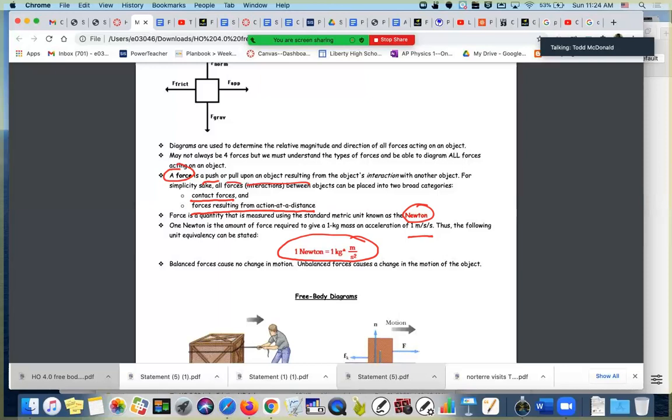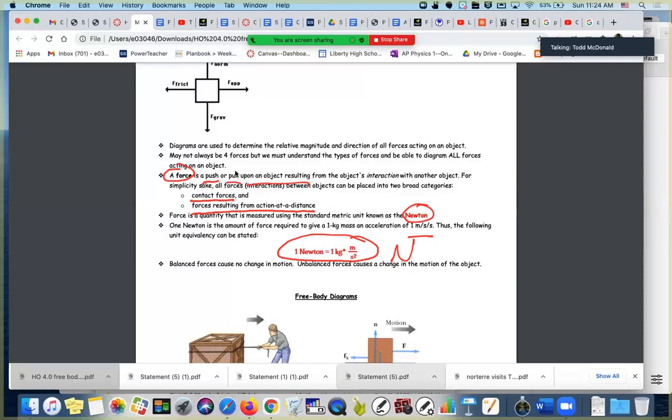You will see a capital N for newtons, and that's what we will tack on to most of our numbers when we're dealing with forces here. And again, when we get into things, we actually will be using kilograms and meters per second squared for the units for mass and acceleration.